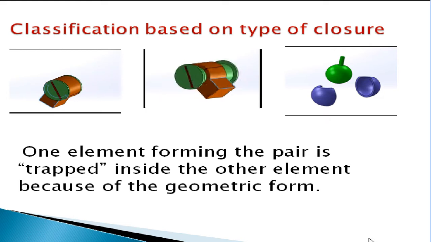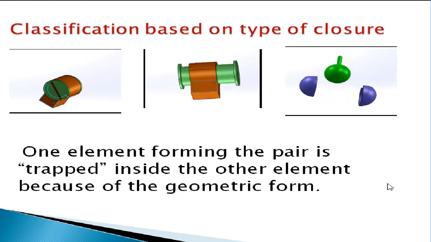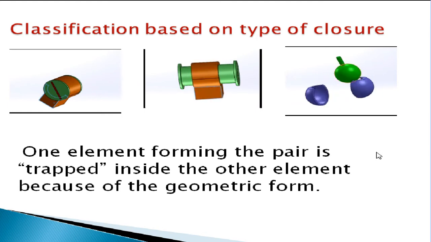Similarly, in this case also, you don't have to apply any force to maintain contact. Contact is always maintained because of the geometric form. Similarly, in this case, once these two blue halves are assembled in place with the green link inside, the blue halves form one link, the green part forms one link. Once these are assembled, the green link is trapped inside. It cannot do anything. So to maintain contact, you don't need additional force. So these three stand as examples for form closed kinematic pairs.